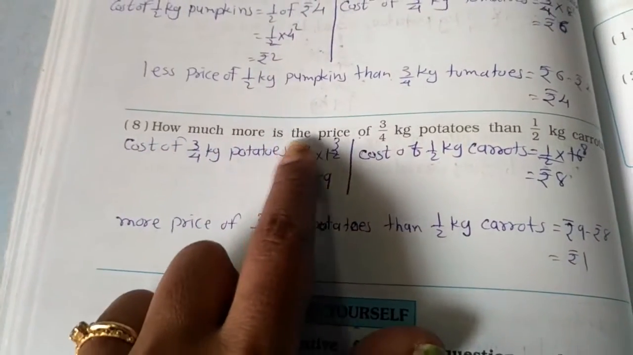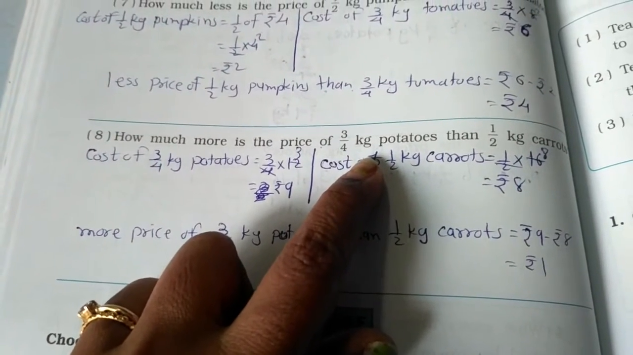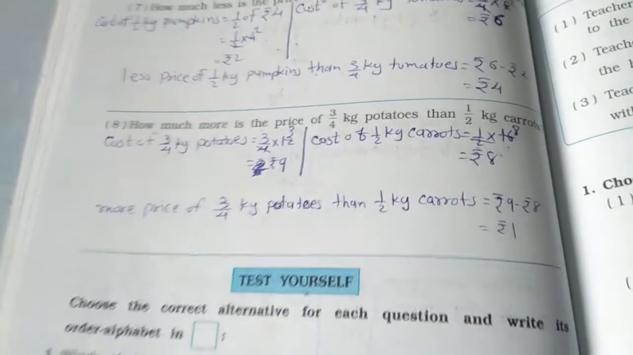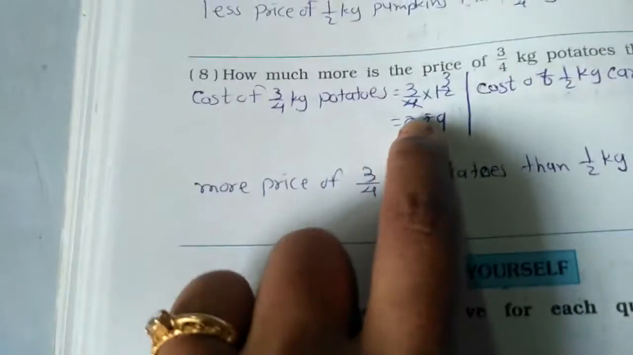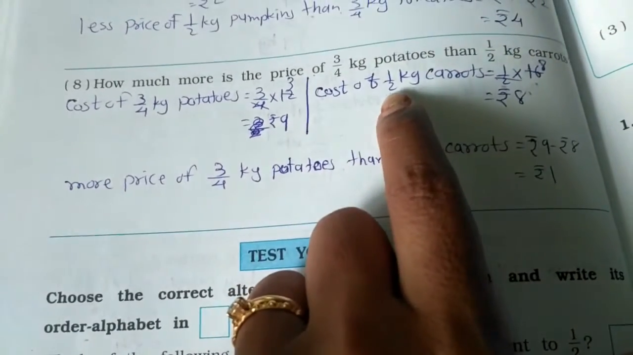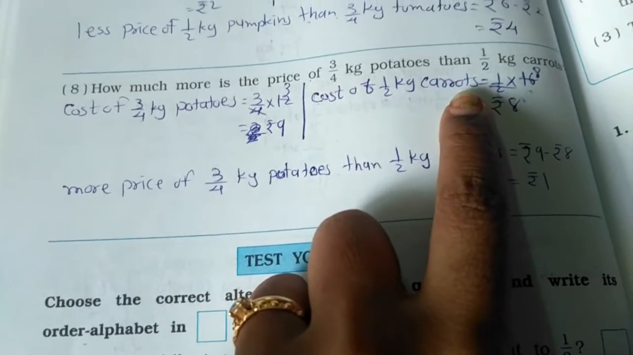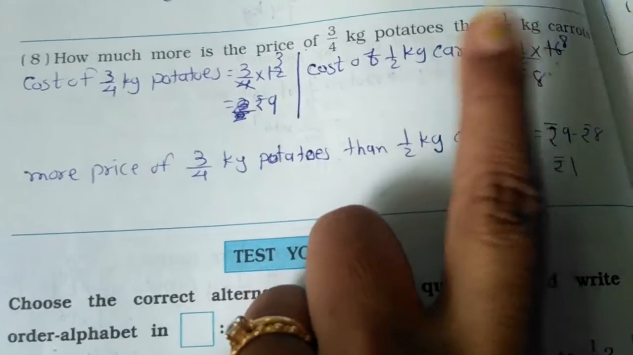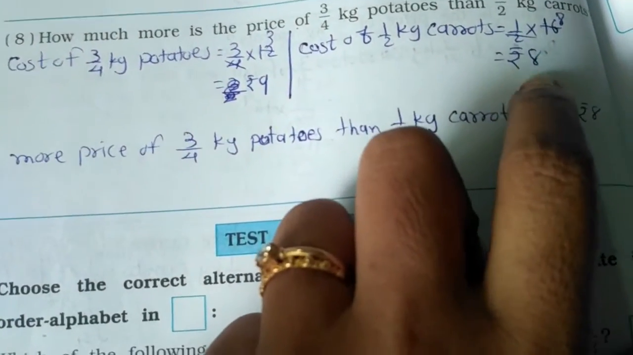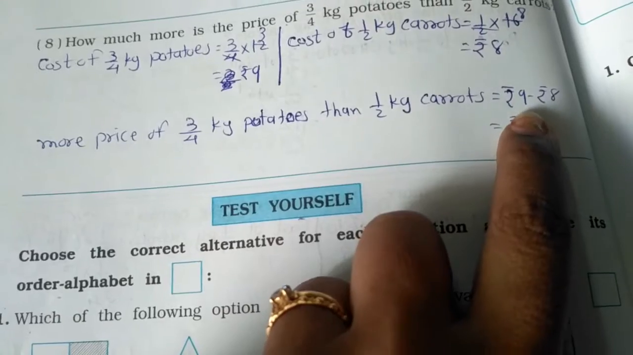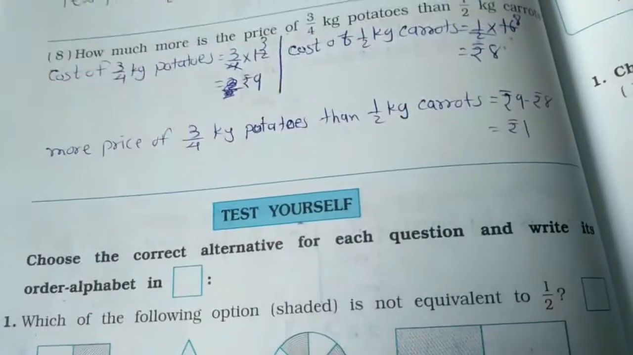Next is, how much more is the price of 3/4 kg potato than half kg carrots? The cost of 3/4 kg of potato is 3/4 kg multiplied by 12, which is the cost of 1 kg of potato. And after the cancellation, 4 3s are 12 and 3 3s are 9. So rupees 9 is the answer. Cost of half kg of carrots. हमें हमेशा fractional part में से numerical part ऐसे ही find out कर सकते हैं. So please keep it in your mind. Half of 16, which is rupees 8. So more price of 3/4 kg potato than this is rupees 9 minus rupees 8, which is rupees 1.